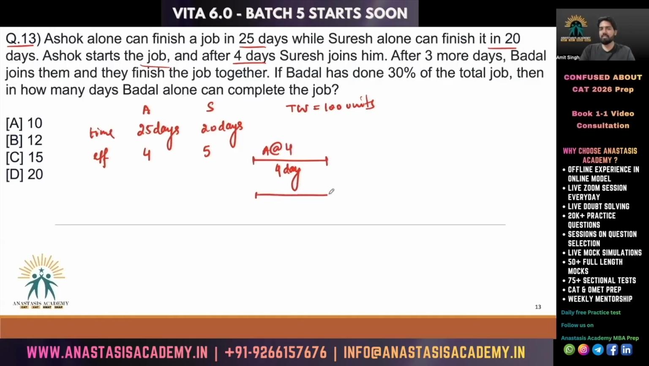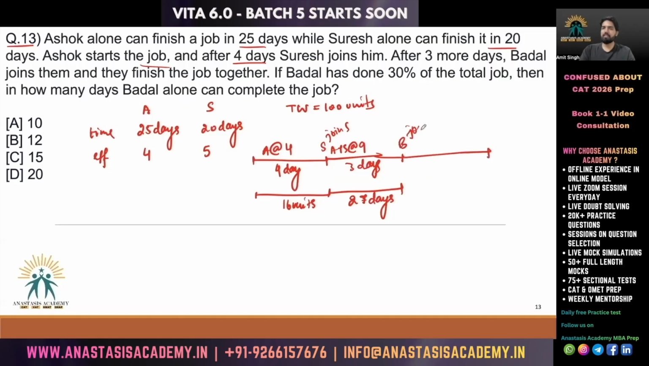So how much work is done? 16 units of work is done in these 4 days. Then Suresh joins. So now Ashok and Suresh are working at a rate of 9 units per day, and they work for 3 more days. So the complete units would be 27 in these 3 days. 27 units are completed. Now Badal joins at this point.